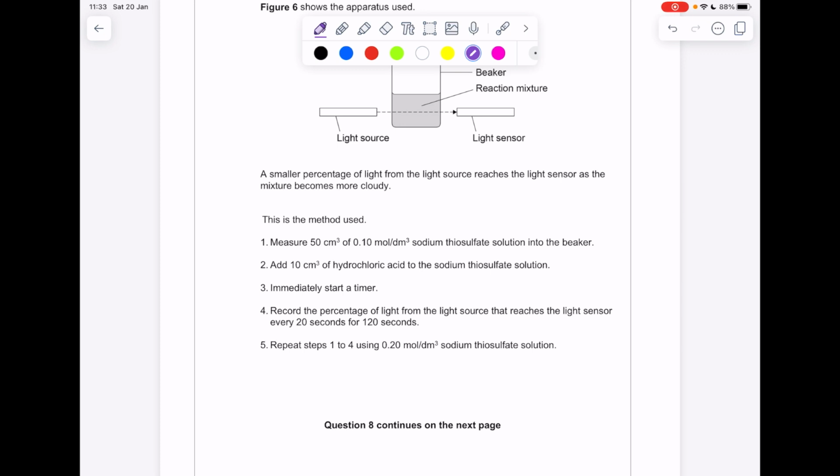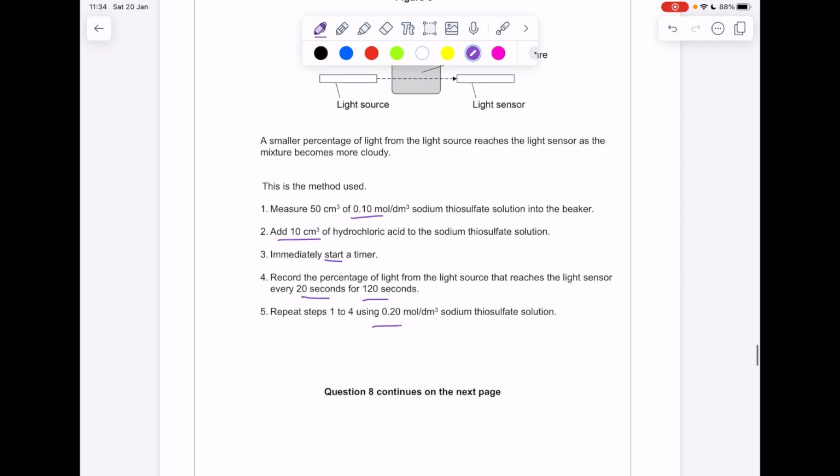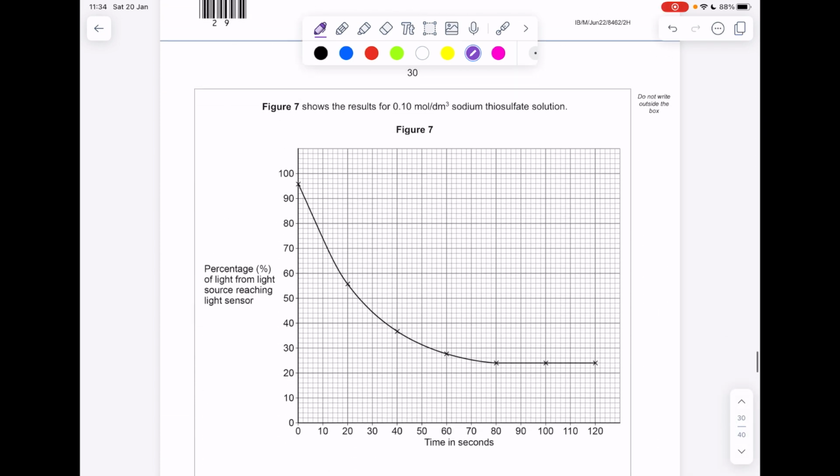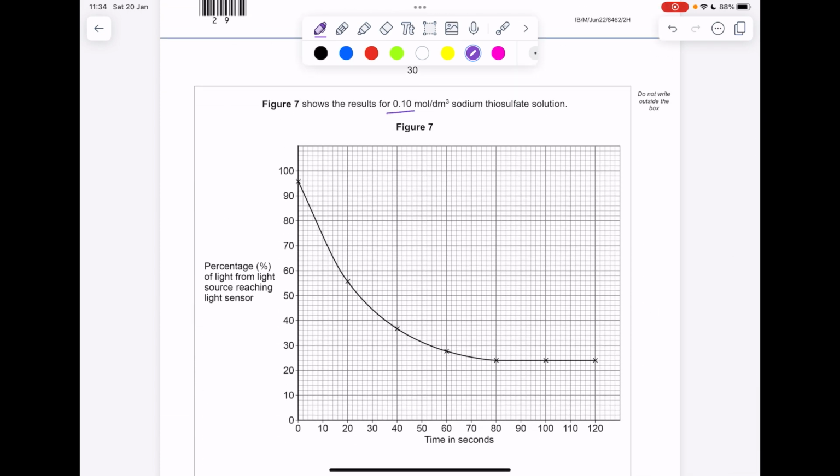Measure 50 centimeters cubed of 0.1 mole sodium thiosulfate solution into the beaker. Add 10 centimeters cubed of HCl. Immediately start a timer. Record the percentage of light from the light source that reaches the light sensor every 20 seconds for 120 seconds. Repeat steps 1 to 4 but using a higher concentration of sodium thiosulfate. Figure 7 shows the results for the 0.1 molar sodium thiosulfate.